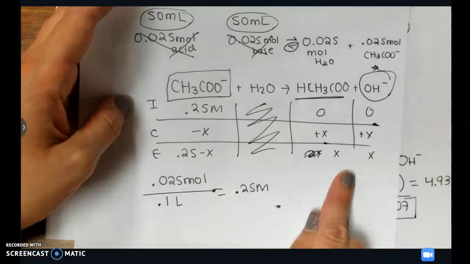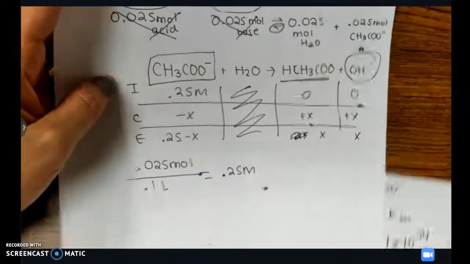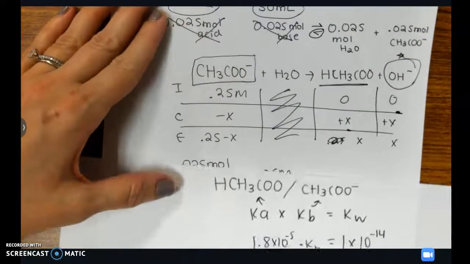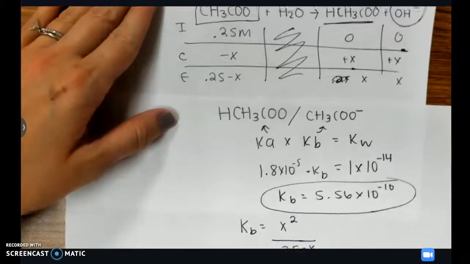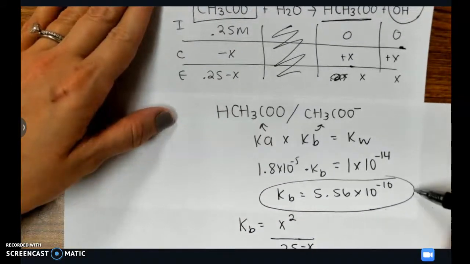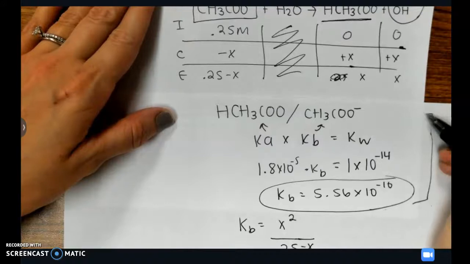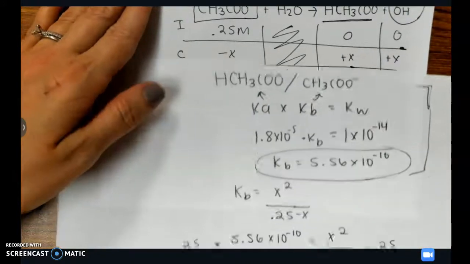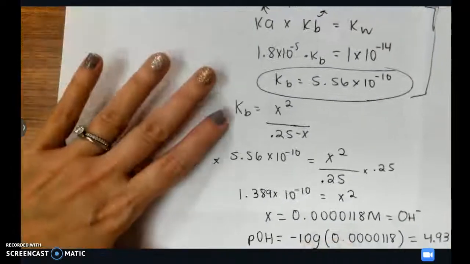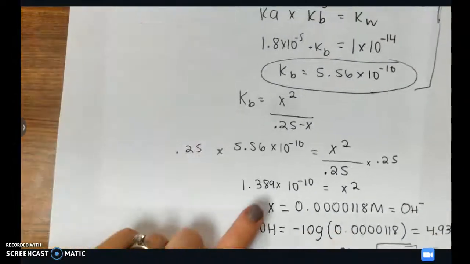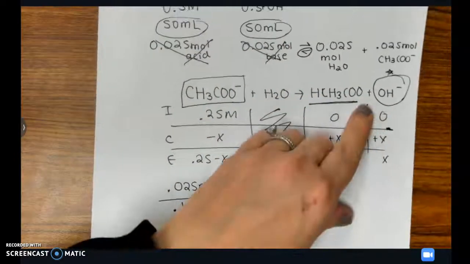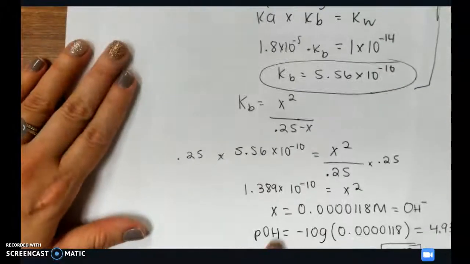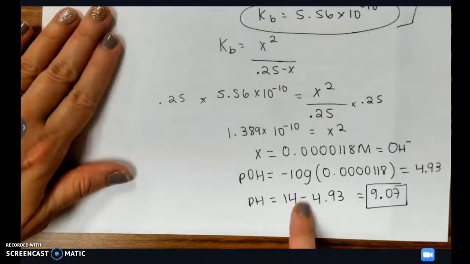Fill out your ice table. Now, we can't set our ice table equal to Ka. It equals Kb. So you got to find Kb by solving from Kw. Then once you know Kb, plug in, and you can get your x. And x, again, equals OH. Once you know OH, you can find pOH, and then find pH.